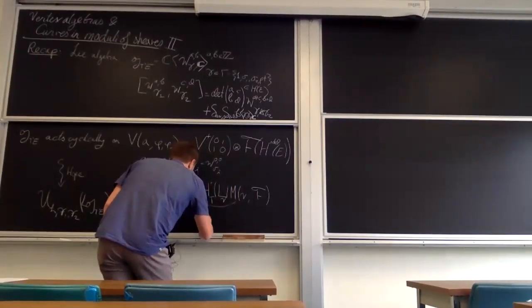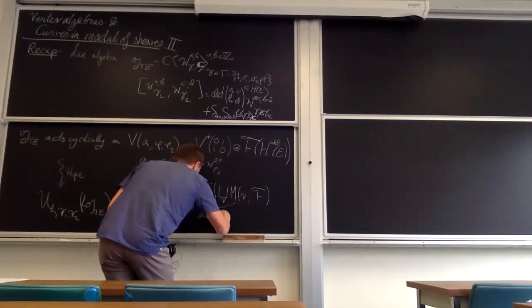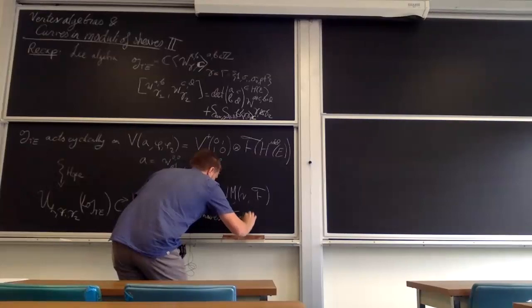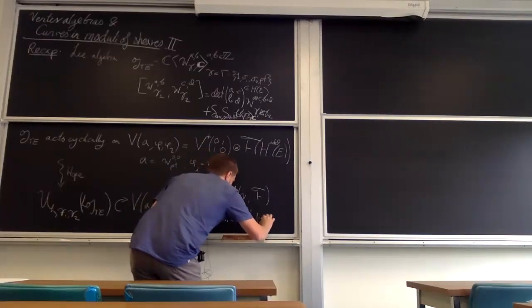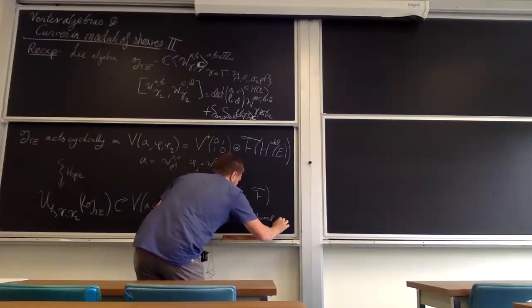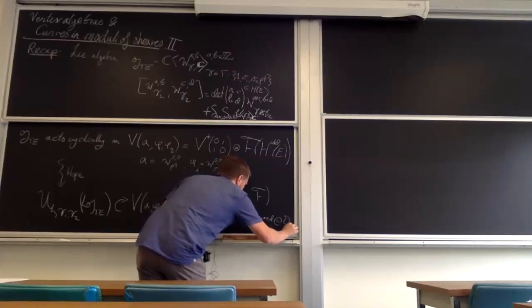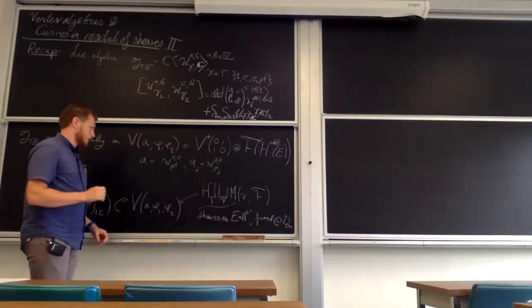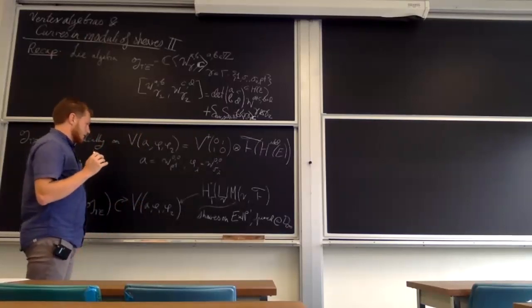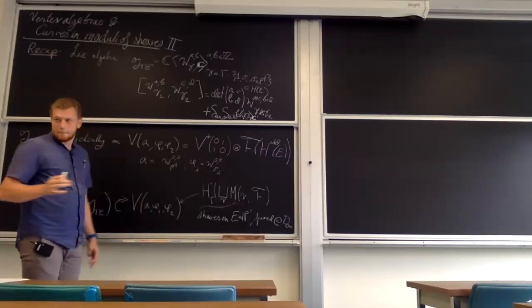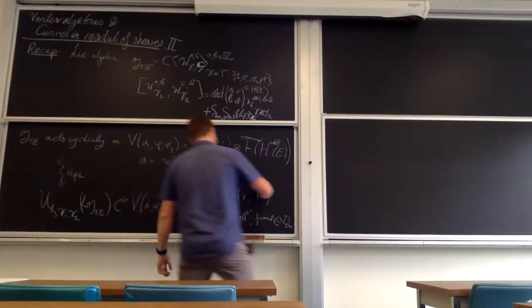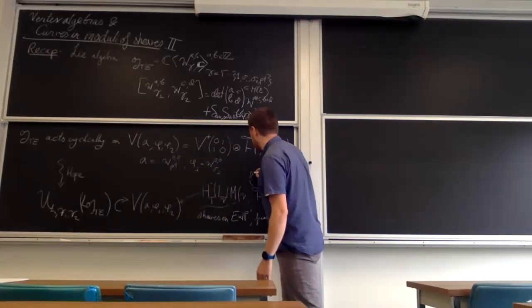So these are sheaves on E times P1, framed at the divisor at infinity. So here I'm going to assume that F is simple.